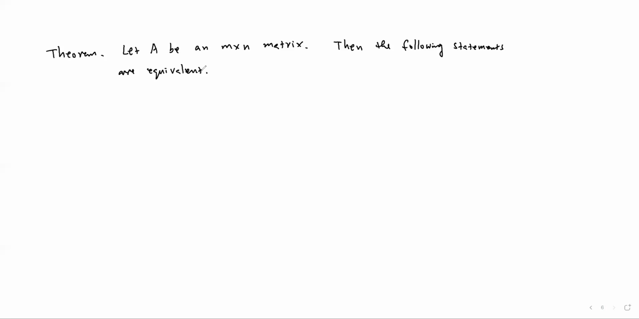What does it mean? The following statements are equivalent. That means that either they are all true or they are all false. That's what equivalent means. If one statement is true, the other statements are also true. If one statement is false, the other statements are false.